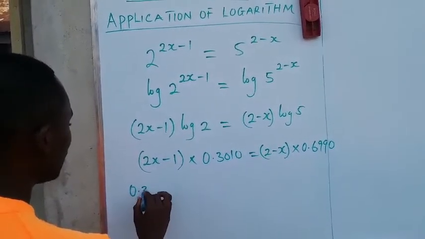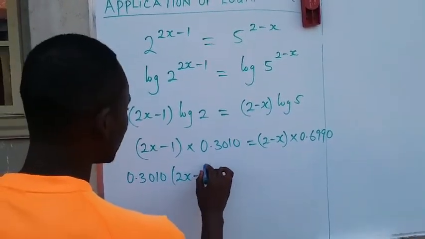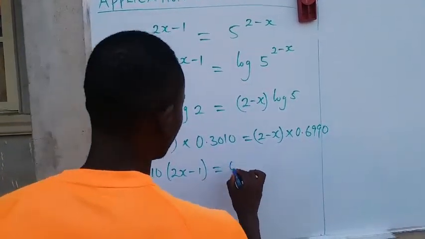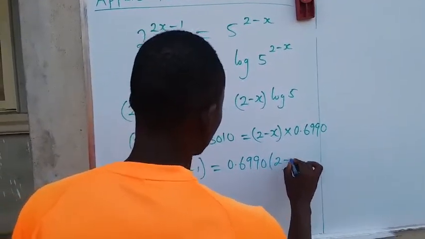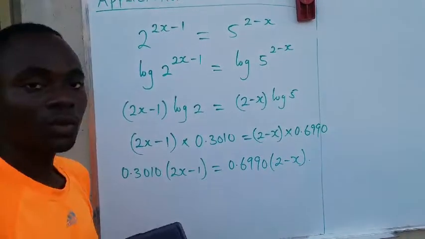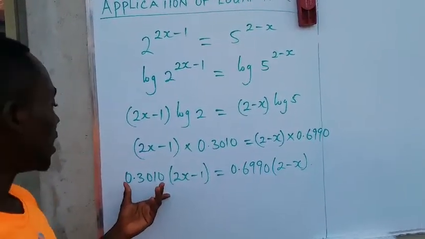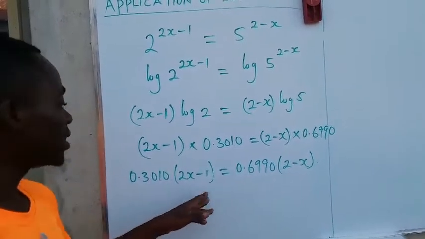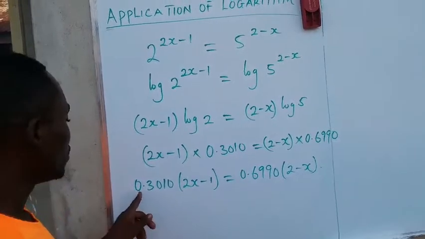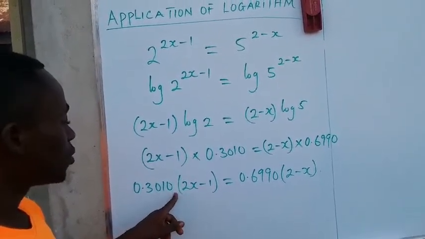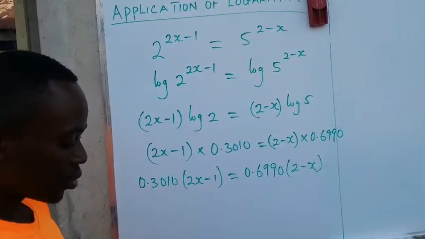So I have 0.3010 into 2x minus 1 to be equal to 0.6990 into 2 minus x. Good. So now the task that lies ahead of us is to open this bracket. So I'm going to use 0.3010 to open this bracket. So 0.3010 multiplied by 2x is going to give us 0.3010.